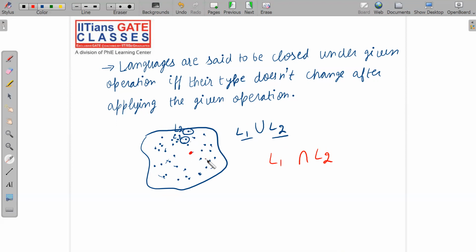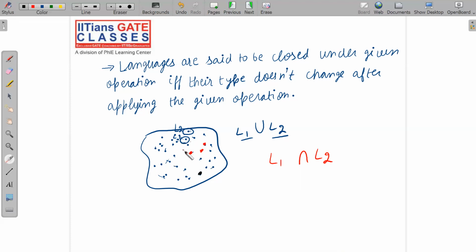If we pick any two languages from this set, you just pick any two languages from this set and try to find the intersection between them. After finding the intersection, you should get a language like this. So the language should remain in this set only.